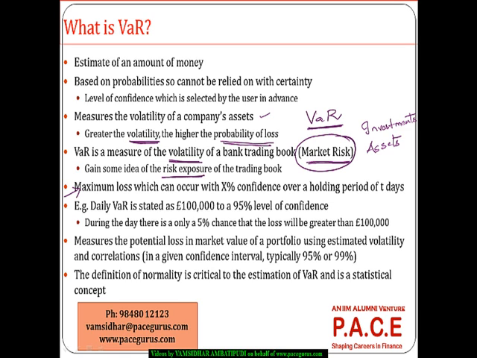A more formal definition of value at risk is the maximum loss which can occur with X% confidence, 95, 99, over a holding period of T days. Always remember, there are three major terms used: the maximum loss, in terms of dollar amounts, occurring with X% confidence over a holding period. So any VAR definition will have three things. One is the amount, which is the maximum loss. Two is the time period, the horizon we are talking of. Three, the confidence level, as a percentage. This is what comes in every definition of VAR.